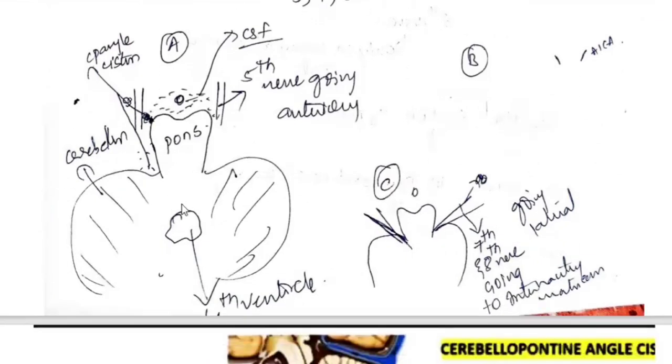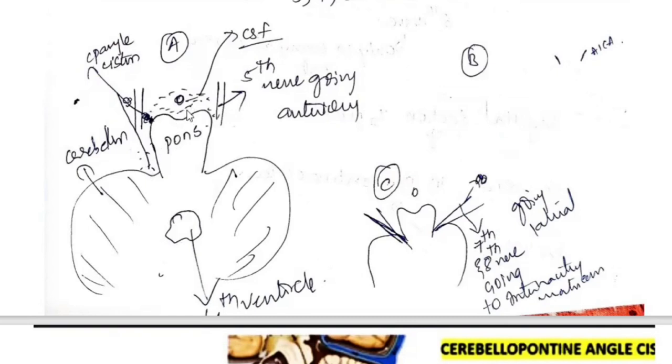I'll explain. This is the same diagram which we have seen in the MRI. This is the pons. This is the cerebellum. This is the CP angle. In the MRI diagram which I have shown, I'm describing the pons and the cerebellum. And this is the fourth ventricle. This space is the fourth ventricle.